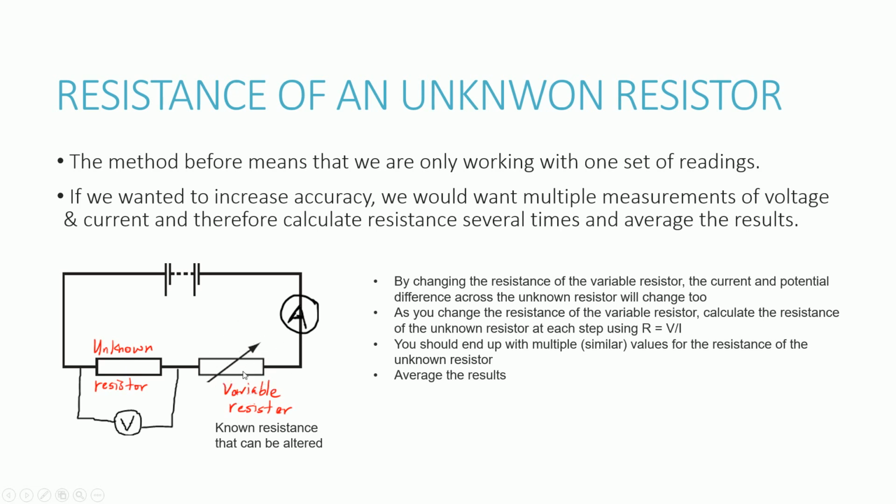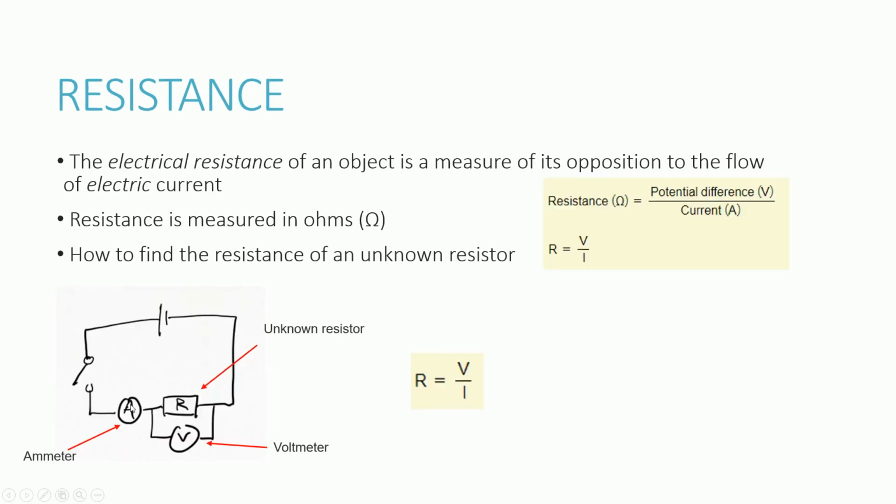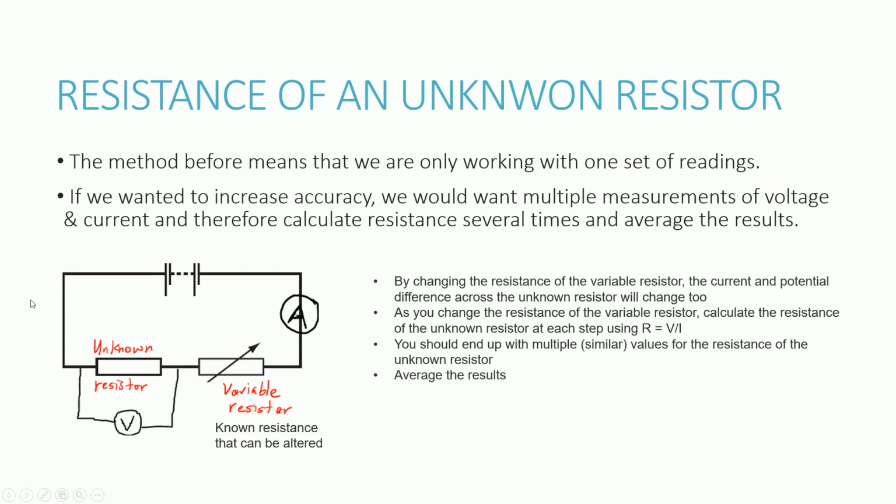We can change the resistance from maybe 2 ohms to 3 ohms and then calculate voltage divided by current again. And so let's just say we get 5 different very similar values for the resistance, and then you can average the results, and that will be a more accurate result than just applying this setup here, where we get one reading for the ammeter and one reading for the voltage, and then just calculate resistance from that. Rather, we can get multiple sets of results and average it all together and then calculate what the resistance might be, and that will be a bit more accurate.